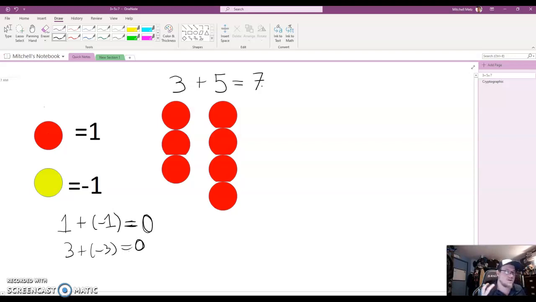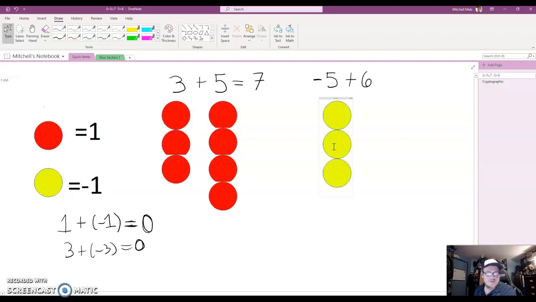Now let's do one again with a negative and a positive number. Let's say I want to have negative 5 plus a positive 6. I'm again going to copy my colored circles, but in this case I have a negative 5, so I am going to need 5 of my yellow circles. I'm going to copy it and paste it right underneath. There's 3, 4, 5. Now I have positive 6, so I know I need 6 of my red circles.